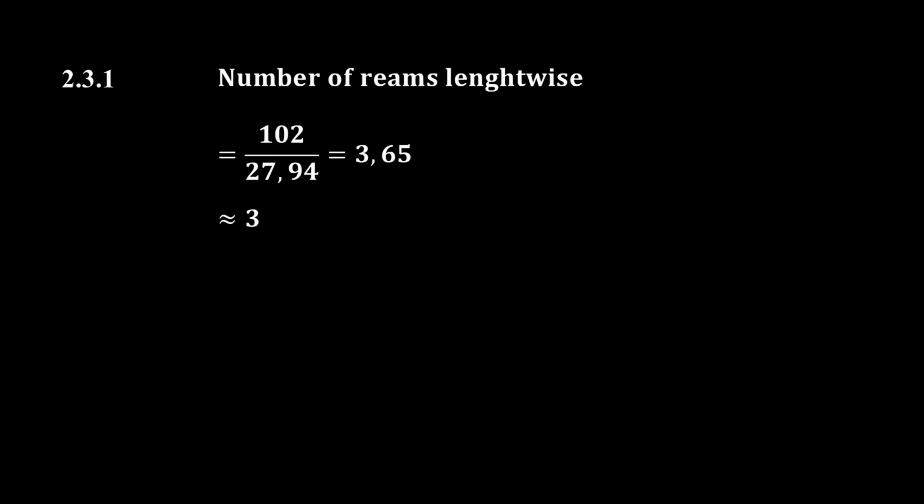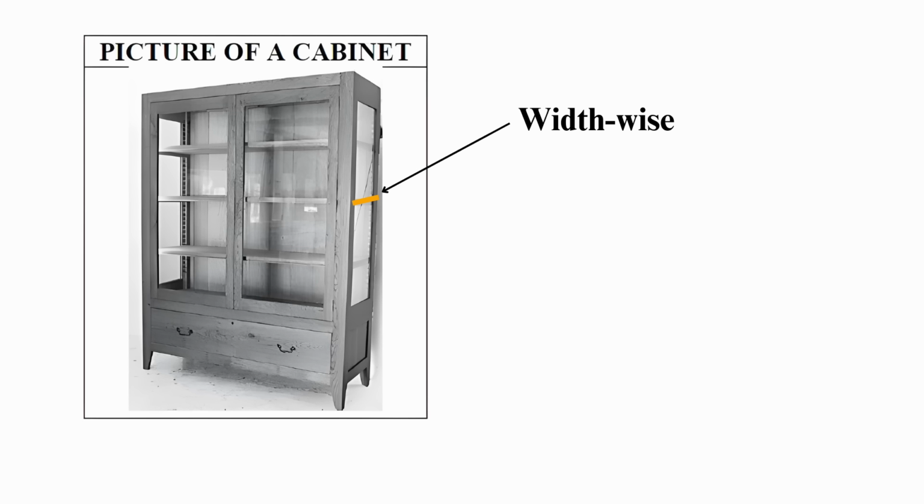The reason why we round down and not up is because 4 reams of paper cannot fit into the 102 centimeter length of space. But if we round down, the 3 reams of paper will fit into the space. There will be a little bit of space left over, but that's okay. Next, we have to calculate how many reams of paper can fit into the cabinet space widthwise.